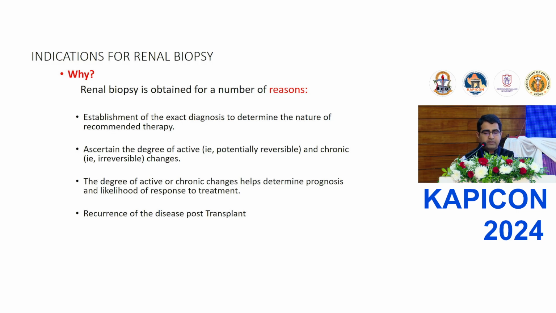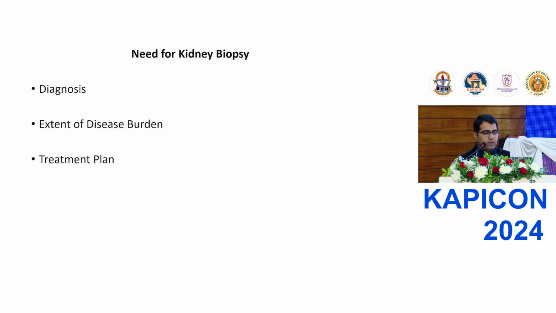Also, in any workup of a transplant prospect, we would always want to know the underlying disease, as to what exact nature of the disease was present in the native kidney, because there is a high chance of recurrence of the native kidney disease in the post-transplant period also. For the same reasons, we always ensure that kidney biopsy is never missed in a patient suffering from the renal syndromes. The need is to diagnose, to have an extent of disease burden, and to plan for the treatment.